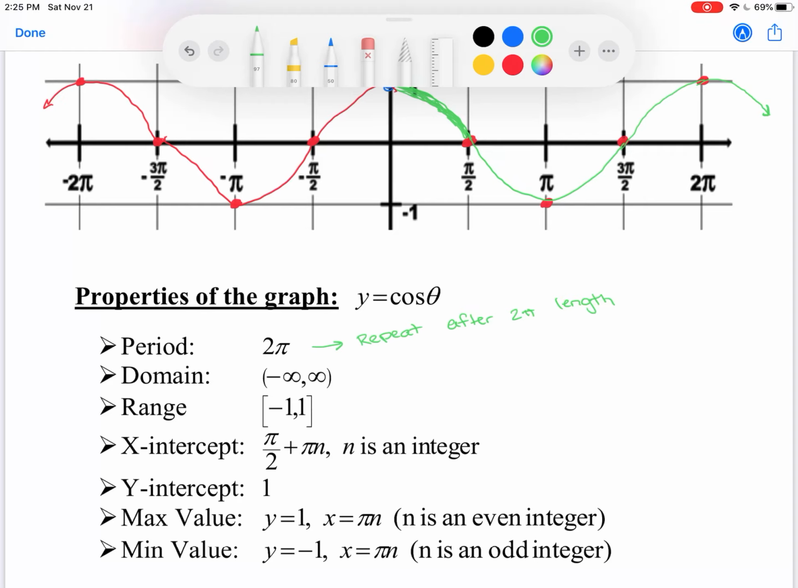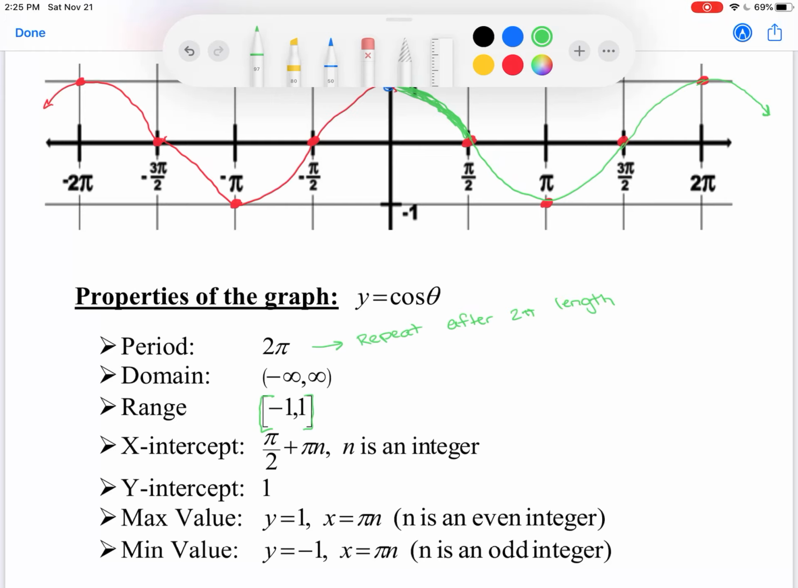Your domain of this graph, well, according to those arrows, they're telling you that you're going all the way to the left and all the way to the right the entire time. So that means that your x values are going to be any number between -infinity and +infinity because there's no restriction. It's never going to stop. That pattern will continue forever and ever and ever.